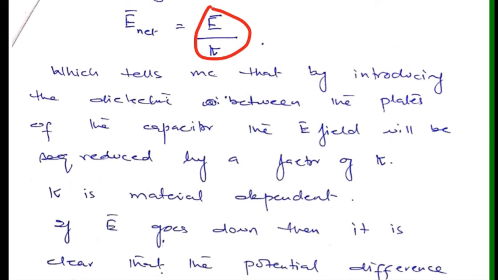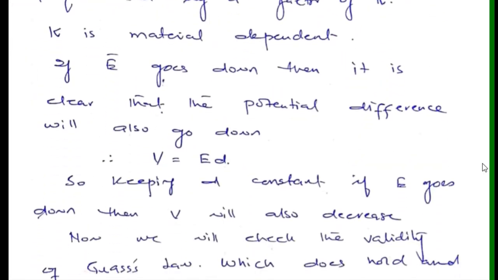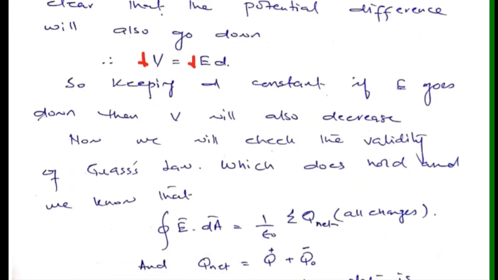Now if E goes down, then it is clear that the potential difference will also go down, because we have V equals to ED. So if E is going down, this means that V will also go down. Now if I keep this D constant and E is decreasing in its value, so obviously V will also decrease because they are dependent upon one another.